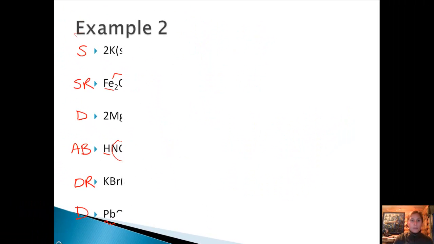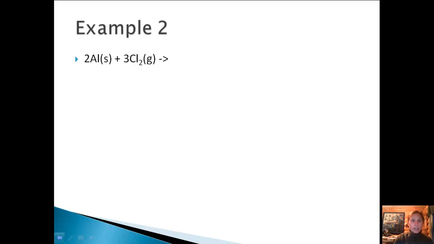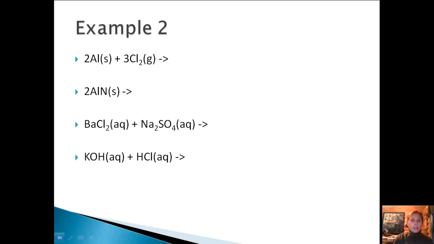Okay, so what I'd like you to try is predict the products. Remember, use all the information we talked about for how to identify the different types. I think, like I did in the example, it's easier to identify the type first, and then it makes predicting the products much easier. Okay, make sure you check your charges, and then we'll check these answers in class.